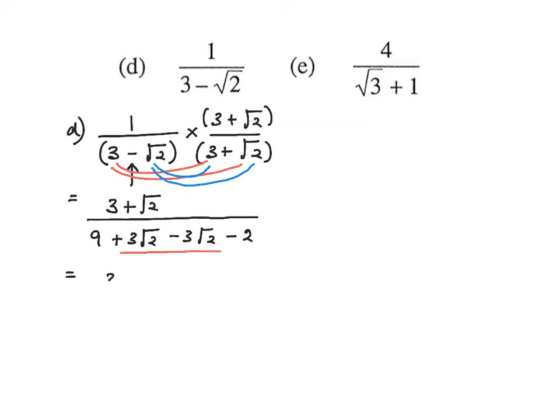So on top we have 3 plus root 2. On the bottom we have 9 minus 2. 9 minus 2 is 7. 3 plus root 2 over 7. Part E.